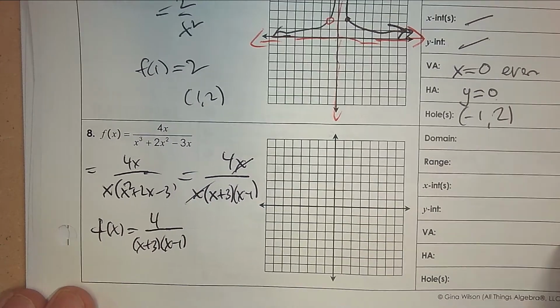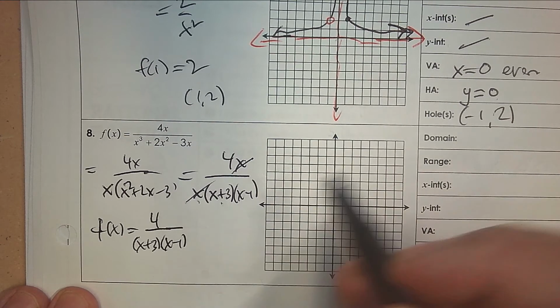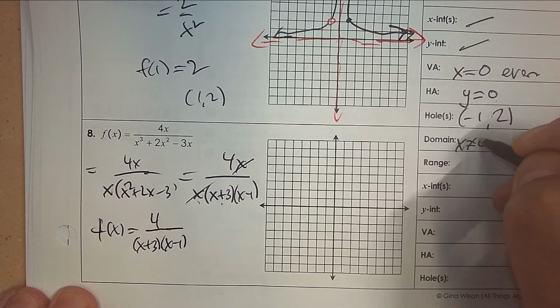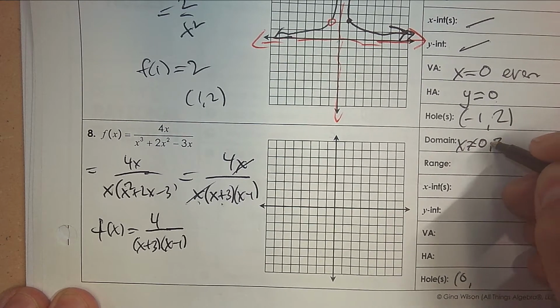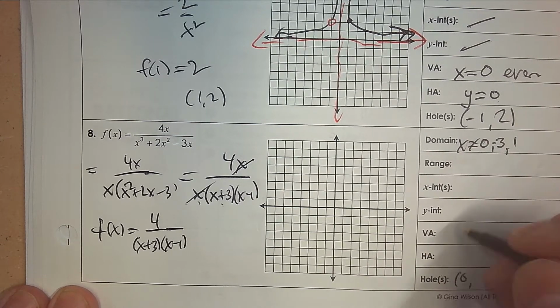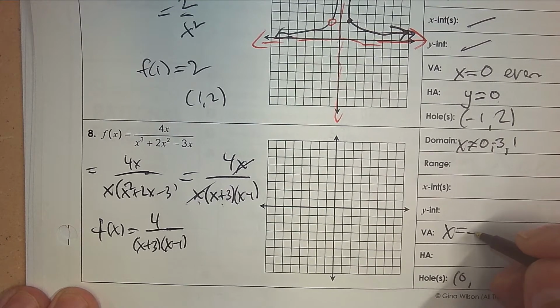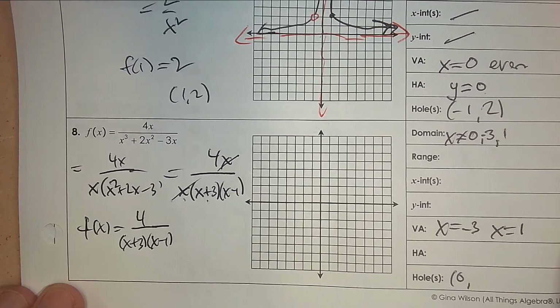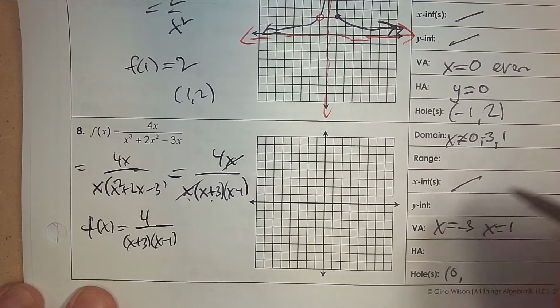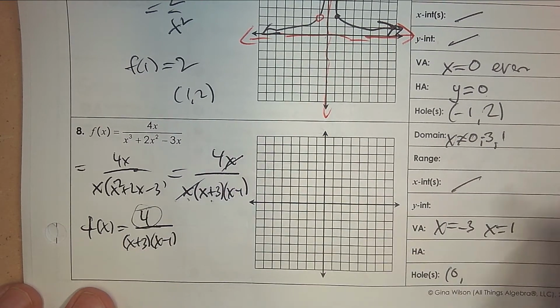All right, so when I look at the denominator, there are 3 numbers x cannot be. 0, and 0 creates a hole, and 3, that's negative, and positive 1. So we have a vertical asymptote at -3 and at 1. There are no x-intercepts because we just have a 4 on top. When I plug in 0, well, 0 creates a hole.